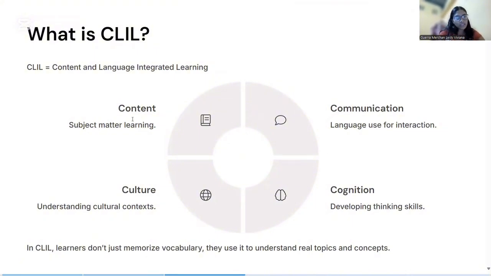So in content, learning the subject. So it's the subject part of learning. In communication, we use language for interaction. In culture, understanding cultural contents. And cognition, it's developing thinking skills.